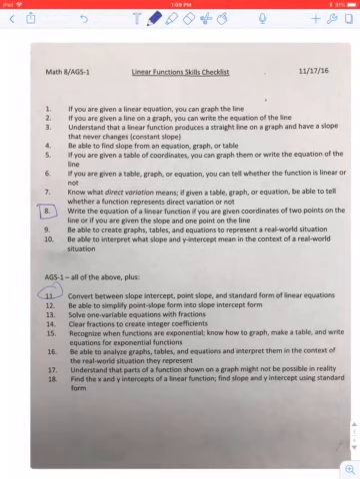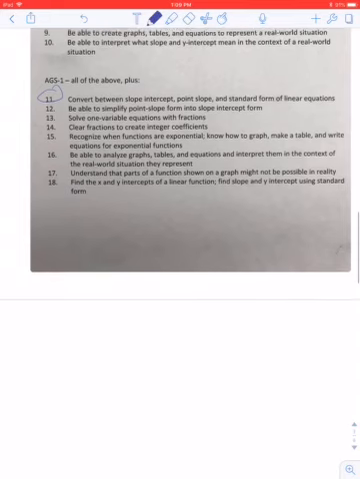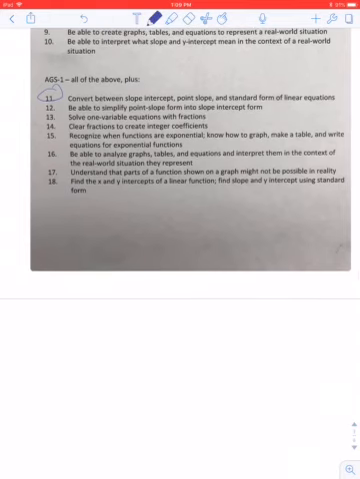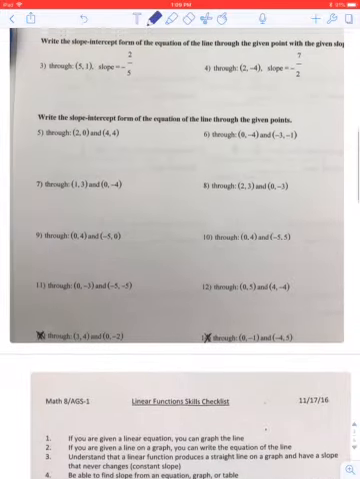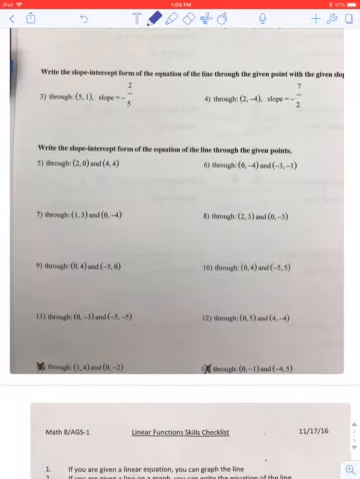So 8 is write the equation of a linear function, if you're given coordinates of 2 points on a line, or if you're given the slope and 1 point on a line. And 11, we're going to convert between slope-intercept, point slope, and standard form of linear equations. That's what we're doing today. Let's start with writing the equation of a line given 2 points. So I'll just jump in.